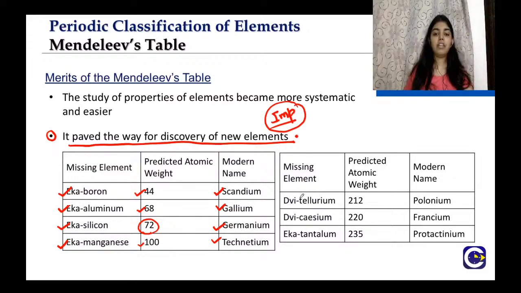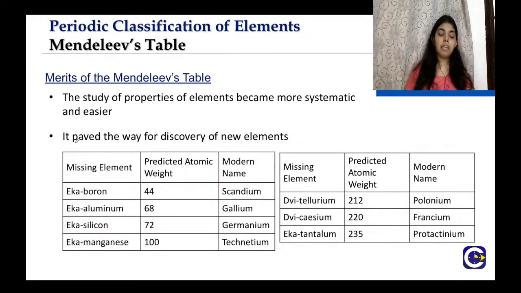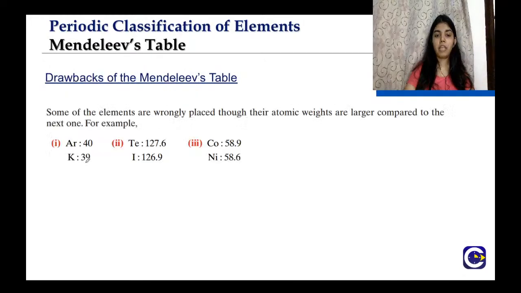Similarly, after tellurium, Eka tellurium, predicted atomic weight 212. The modern name is polonium. Eka cesium, predicted atomic weight was 220. Modern name is francium. Eka tantalum, predicted atomic weight 235. Now it is known as protactinium, right? So these were the missing elements that were predicted, before their discovery, and their positions were fixed by Mendeleev in his periodic table.